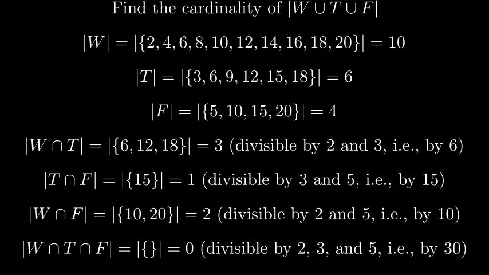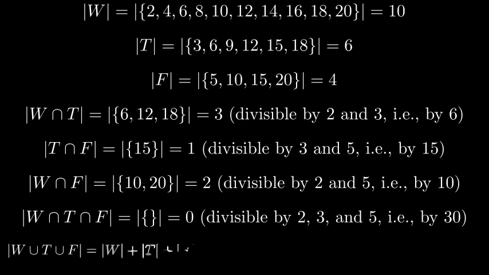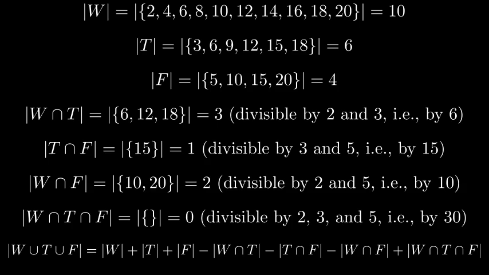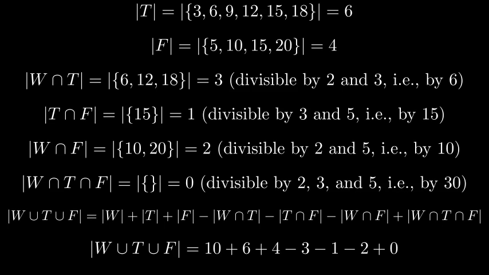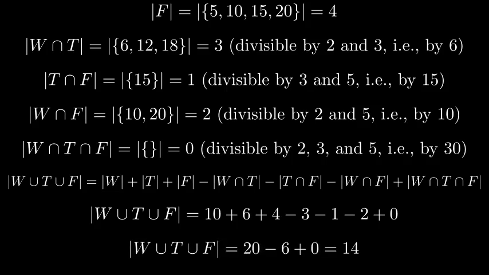Let's plug them into the inclusion-exclusion formula. The formula is the sum of the individual sizes minus the sum of the pairwise intersection sizes plus the size of the three-way intersection. Plugging in our numbers, we get 10 plus 6 plus 4 minus 3 minus 1 minus 2 plus 0. This simplifies to 20 minus 6, which is 14. So there are 14 integers between 1 and 20 that are divisible by 2, 3, or 5.